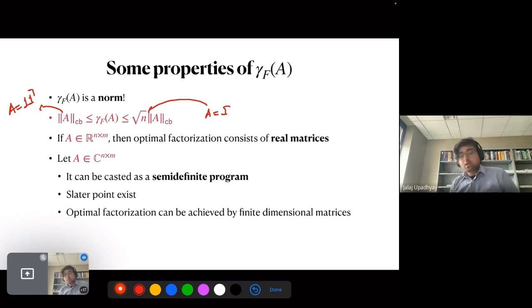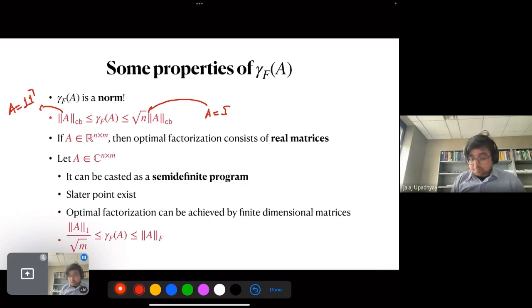More importantly, I never explicitly said that my factorization L and R are finite dimensional matrices. They might just lie in an infinite dimensional Hilbert space, for all I care. But we can actually show that the optimal factorization can be achieved by finite dimensional matrices, and this is important for any real-world application. People in operator algebra do not care about finite dimensional matrices as such, but it is important for people like us.